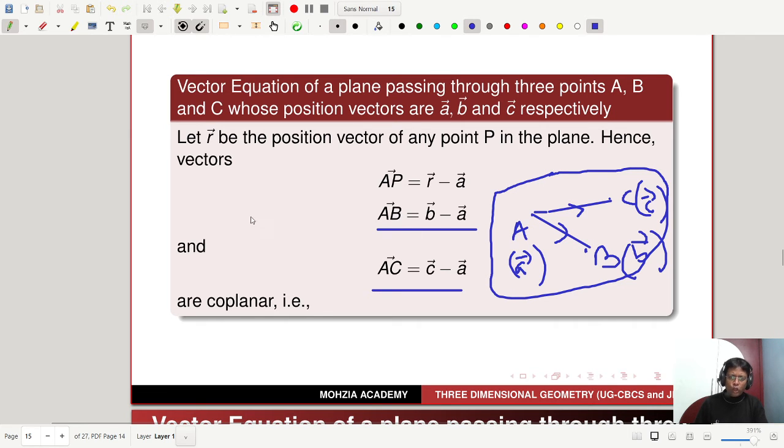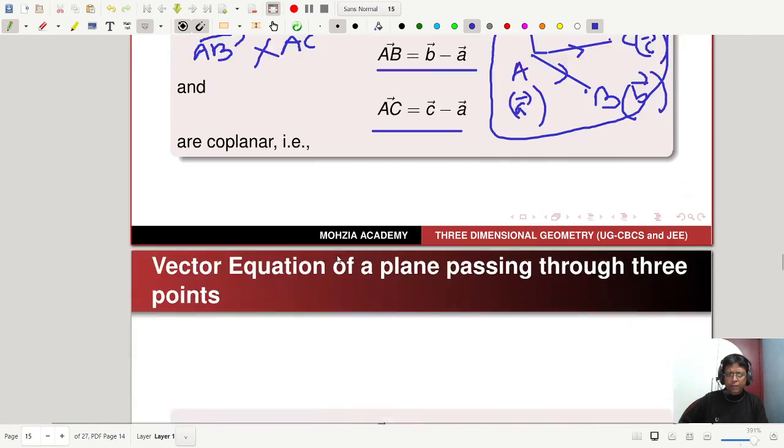And if you take the cross product, that is AB cross AC, then that is the vector perpendicular to the plane, and that will give you the normal vector, right? So AB cross AC is the normal vector to the plane, because you need the normal vector to write the equation of the plane. So naturally, your equation of the plane will be AP dot AB cross AC. That will be the equation of the plane.